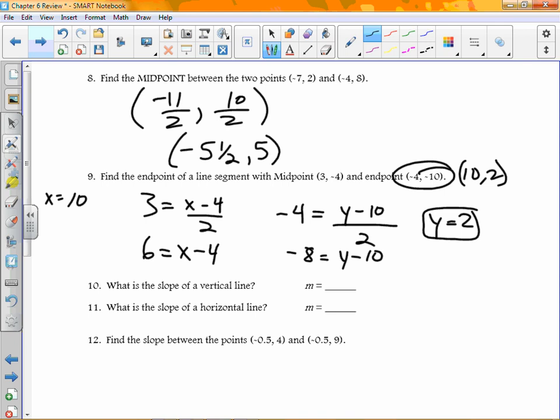Now, why is it in this problem I didn't get 2 answers, but in the last problem with the distance formula, I got 2 answers? What's different about the midpoint formula that's not in the distance formula, or vice versa? What happens in the distance formula? x1 minus x2 squared. When you do x1 minus x2 squared, guys, that gives you the possibility for 2 solutions.